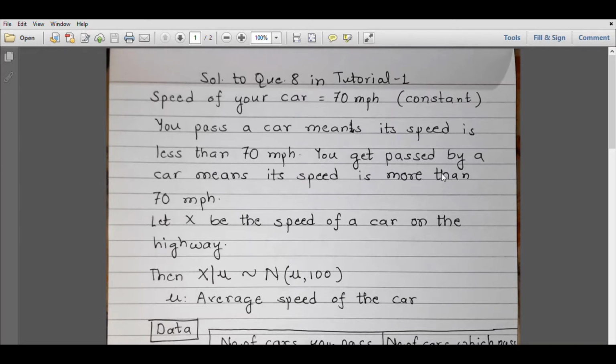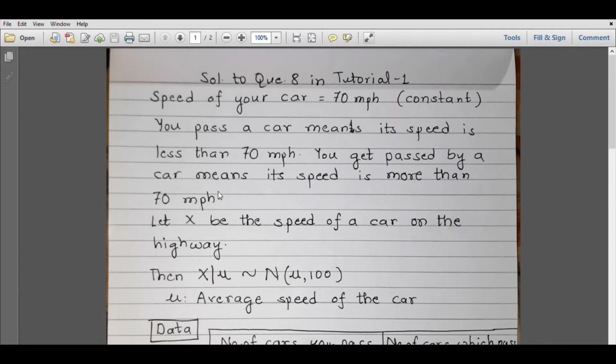The question was about the number of cars which you have passed on a particular highway. So suppose you are driving your car at a constant speed of 70 miles per hour, as I have mentioned here, and then you pass a car and some cars pass you. When you say you pass a car, it means its speed is less than the speed of your car, which is 70 miles per hour. Whereas when you get passed by a car, it means its speed is more than 70 miles per hour, which is the speed of your car.